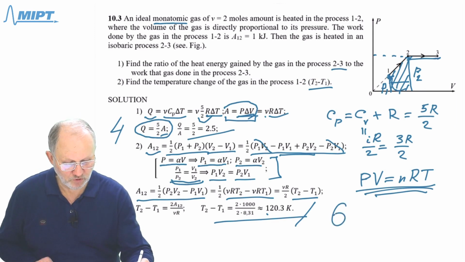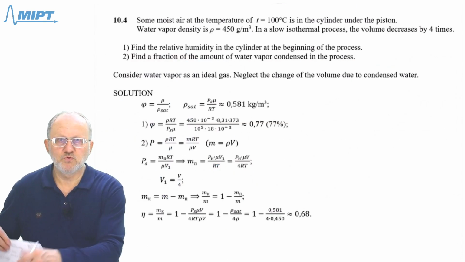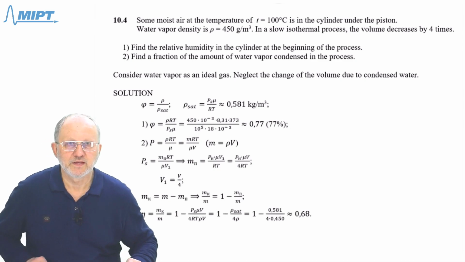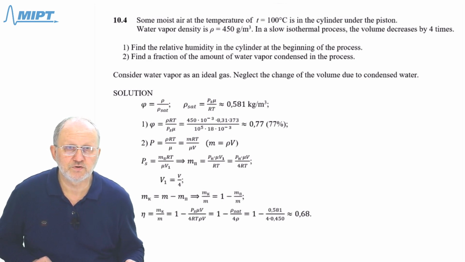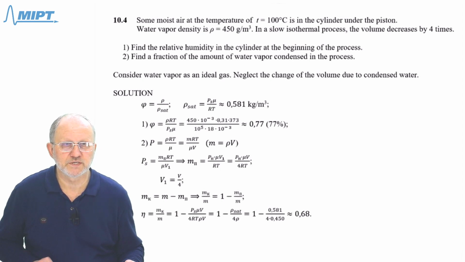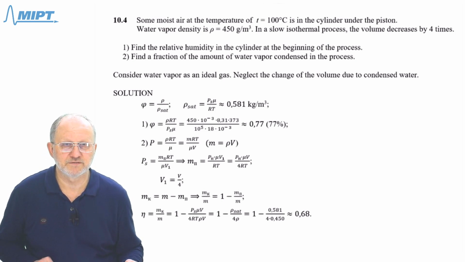Now let's go to the next problem, which is problem number 10.4. Some moist air at the temperature of 100 degrees Celsius is in the cylinder under the piston. Water vapor density is 450 grams per meter cubed. In a slow isothermal process, the volume decreases by 4 times. Find the relative humidity in the cylinder at the beginning of the process. And the second question, find the fraction of the amount of water vapor condensed in the process.